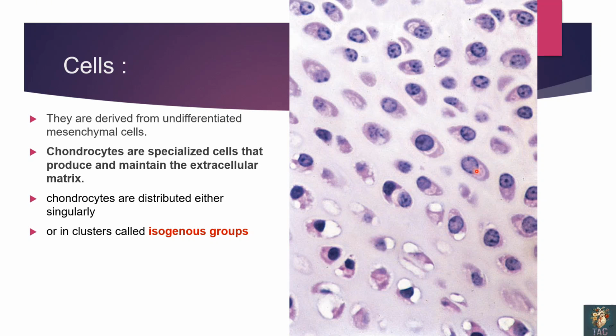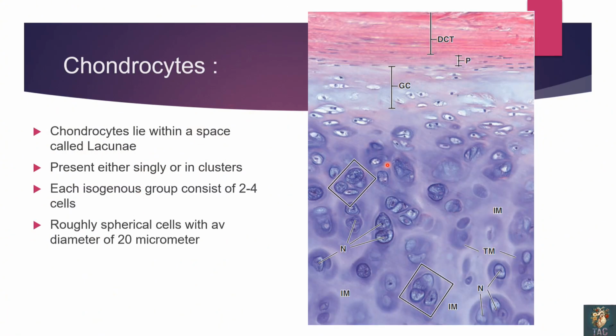So they are distributed either singly or they may be present in the form of clusters. These clusters are called isogenous groups. So they may be present either single or in the form of clusters. So these are the chondrocytes. These chondrocytes are present in a space which is called the lacunae. So in this condition you can see these are the spaces of the chondrocytes, and these chondrocytes are present in these spaces. So the chondrocytes are present either singly or in the lacunae.